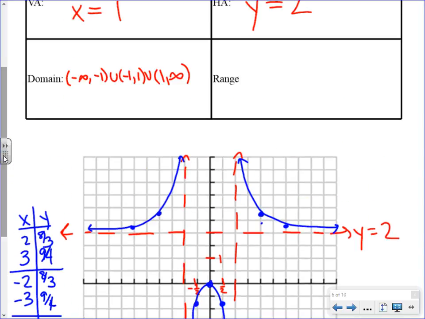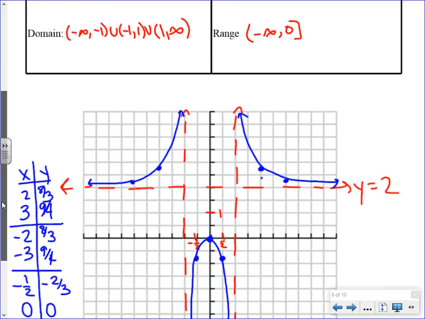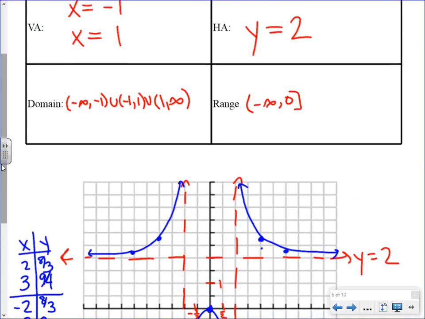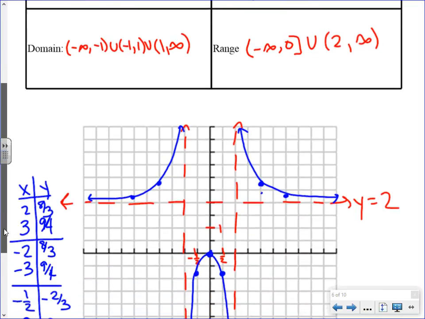I like that Darby said that we needed a bracket with 0 because we have a coordinate at 0, it needs to be included. But then since we don't actually cross the horizontal asymptote, we would need a parentheses from 2 to infinity because it never touches the y value of 2. Okay, so there's your range.